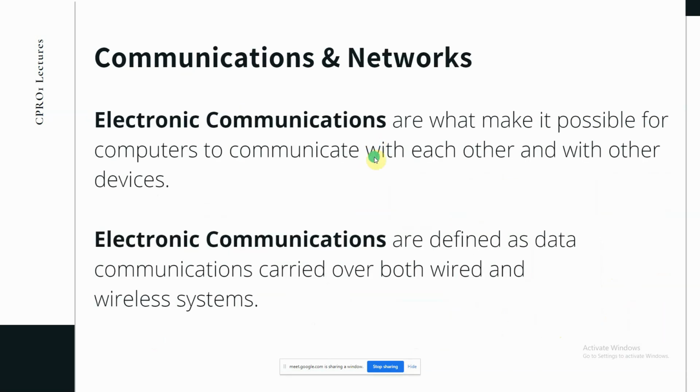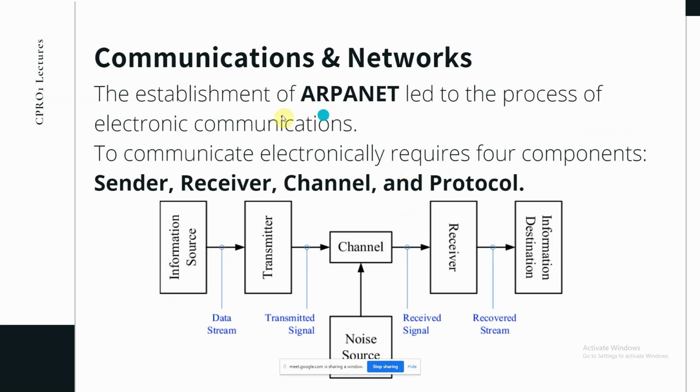So we go now with communications and networks. The basic of the term of what electronic communications are: it uses communication for the computers to interact with each other and also with other devices. So it is defined as the data communications carried over both wired and wireless systems. The establishment of the ARPANET is where we started using and processing electronic communications.